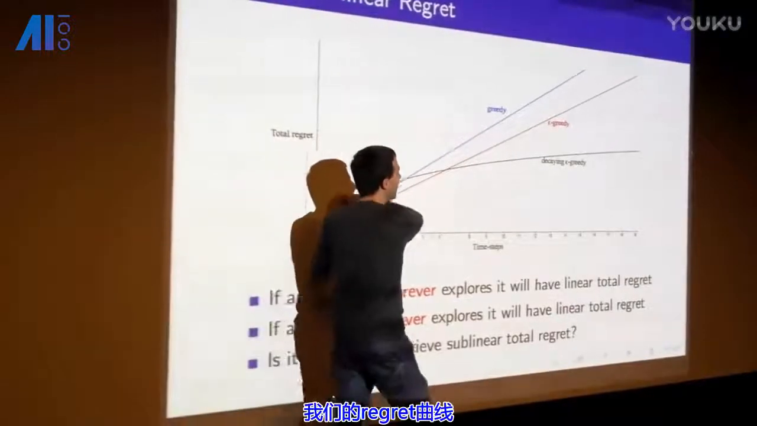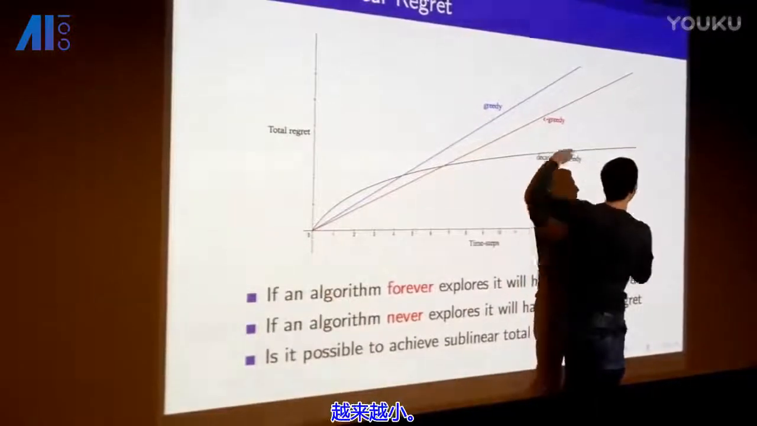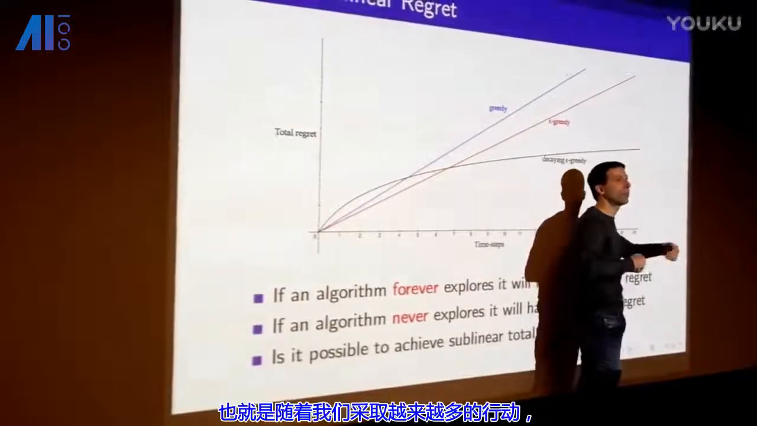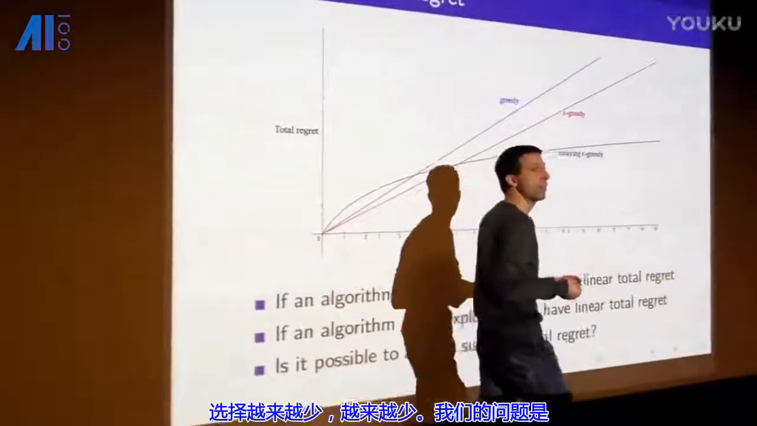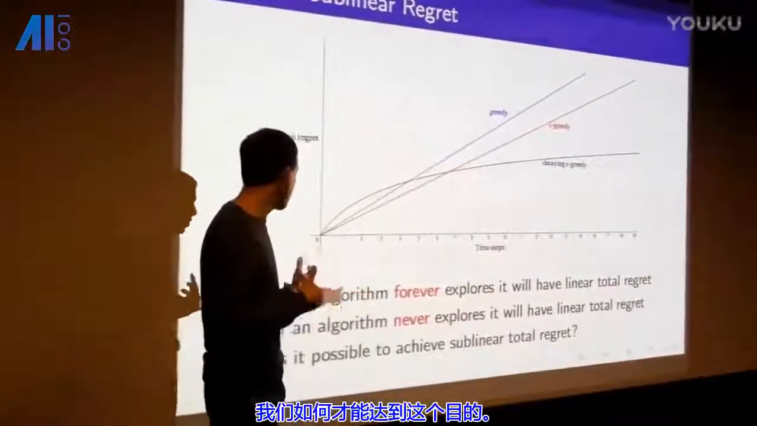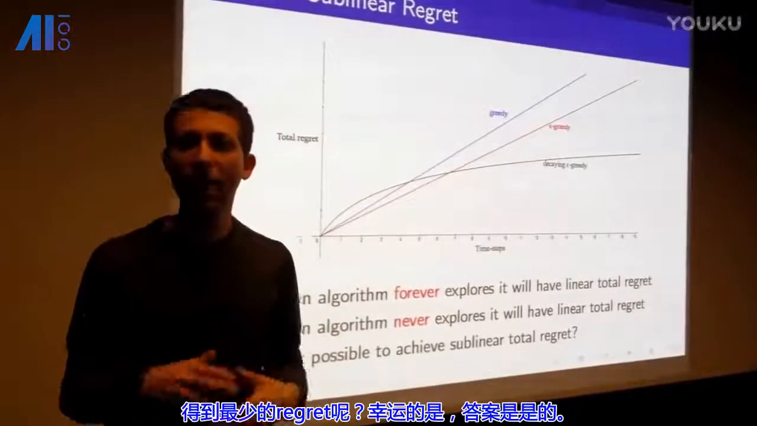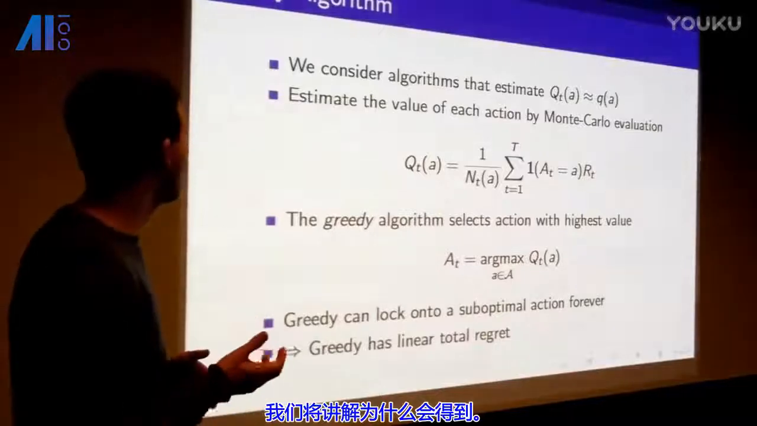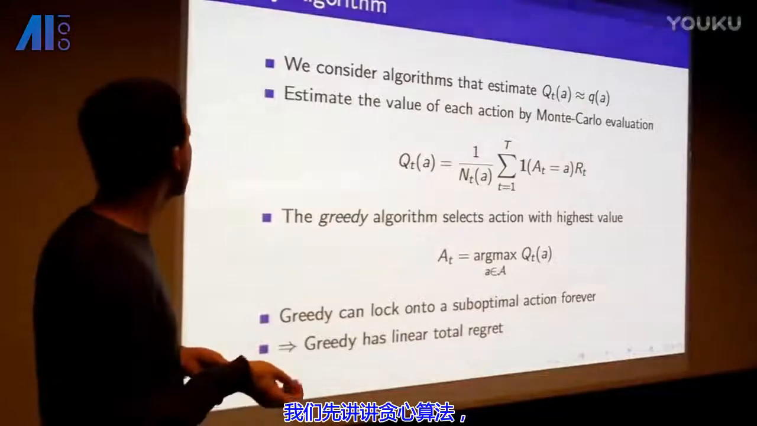We want something that starts to asymptote out. We want something which gets less and less regret. As we see more and more, we want to do better and better and regret our choices less and less as we go on. And the question is, how can we achieve that? Is it possible to achieve sublinear total regret? And happily, the answer is yes. And we'll see why. But let's start by considering the myopic cases first.